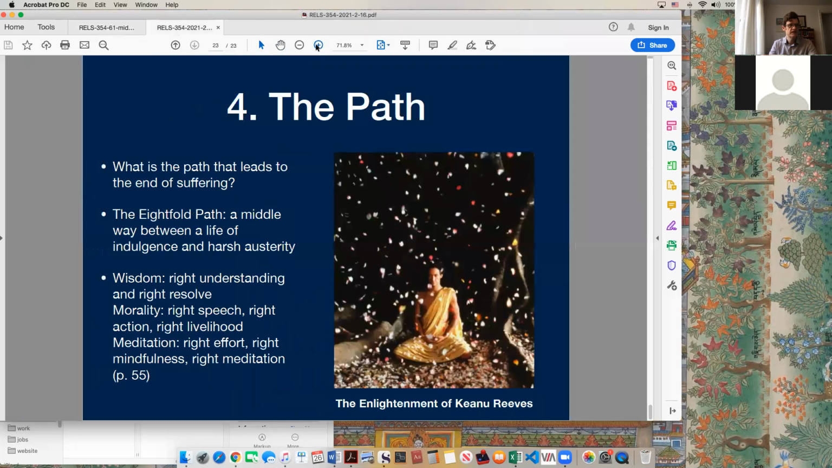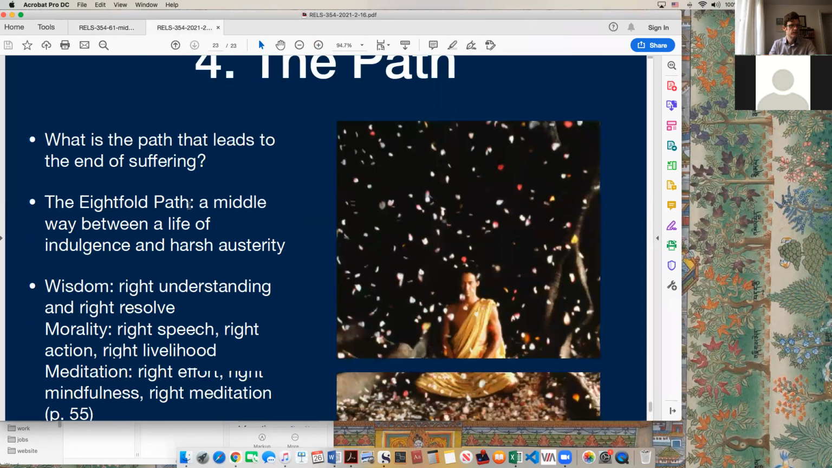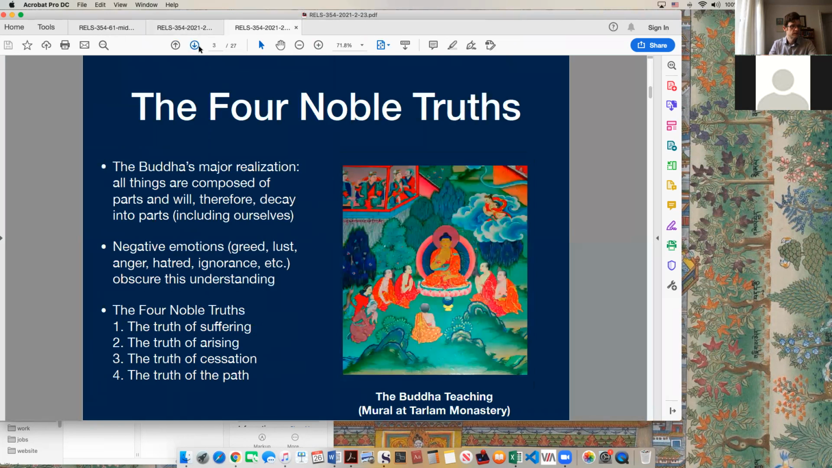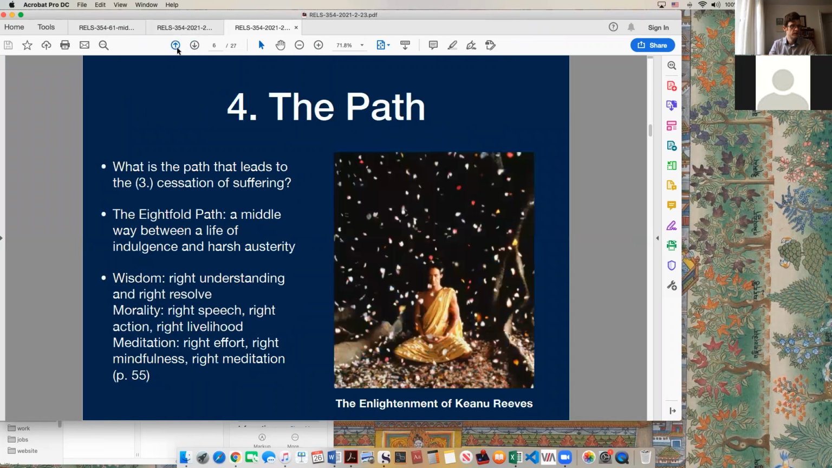One thing I wanted to emphasize is that this is an example of the middle way. Why don't we open this one? Because I think this is where we actually talked about it more. So the Eightfold Path is a middle way between indulgence and harsh austerity, indulgence and asceticism. You have to ask, a middle way in what capacity? And so the Buddha says, these are the things you need to focus on.